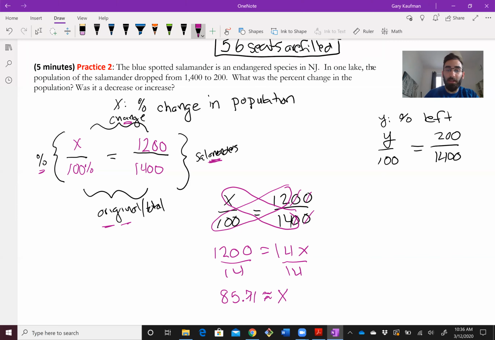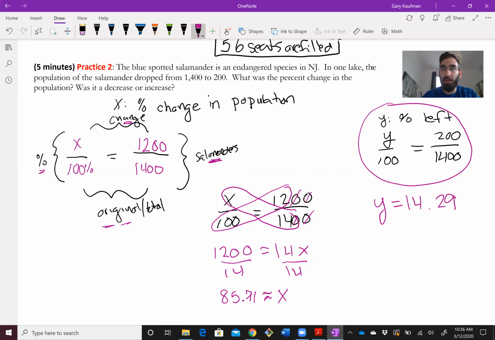So if you had solved this one, the one on the left, or sorry, on the right, well, you would have just gotten the opposite of this 85.71. And by opposite, I mean to get to 100. You would have gotten that Y equals 14.29.